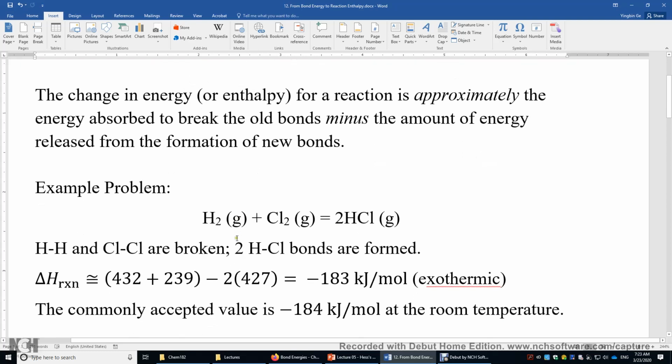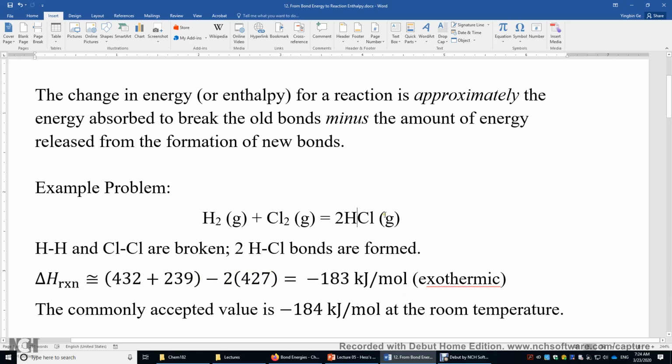Now, what we need to do is we tell ourselves it takes 432 kilojoules per mole of heat to break a hydrogen-hydrogen bond. So we need to absorb this amount of heat. We need to absorb 239 kilojoules per mole to break chlorine-chlorine bonds. We will form two HCl bonds, and the formation of these two HCl bonds releases this much energy. So this amount of energy is absorbed. This amount of energy is released.